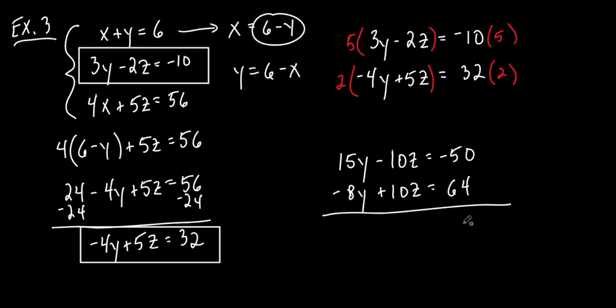Now I can do the elimination. Now I can add up all the things. 15y minus 8y, what's that? 7y. This adds up to 0. And this is what? 14? Positive. Divide both sides by 7. What is y? 2. Once you get the first one, it's like dominoes.